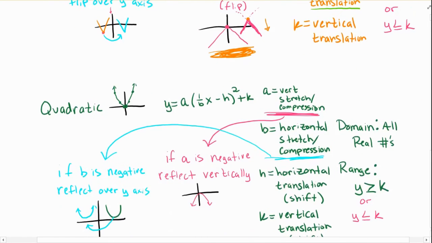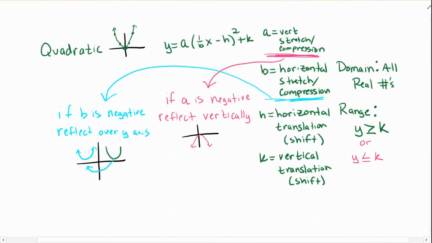If we want to talk a little bit about quadratics here, it's really similar to absolute value in a lot of different ways. There are still a, b, h, and k values, and they all do the exact same thing. Vertical stretch or compression for a, horizontal stretch or compression for b, horizontal translation or shift for h, so left or right, vertical translation for k, up or down. There's still a vertex, and the vertex is still at that point h, k. So if we have some numbers in h and some numbers in k, that's where the vertex or the point of the quadratic is at.